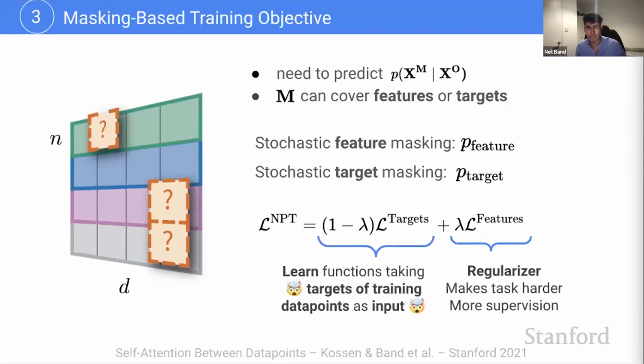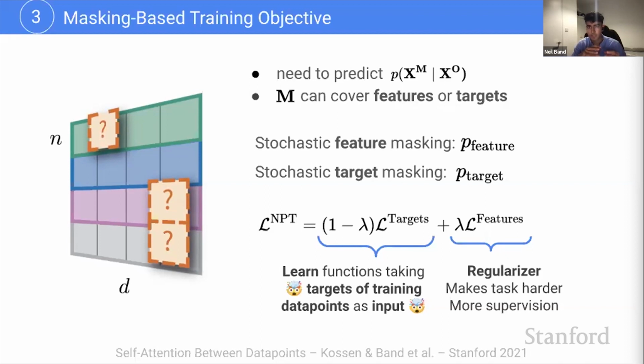And then there's this other term, which is kind of interesting. It's the stochastic target masking. And the idea is that you're actually going to have some training targets unmasked to the model at input at training time, which means that the NPT can learn to predict the masked targets of certain training data points using the targets of other training data points, as well as all of the training features.